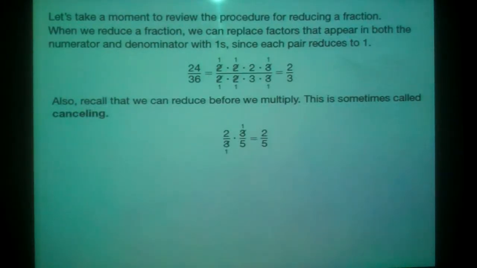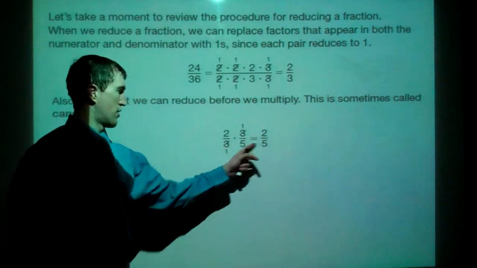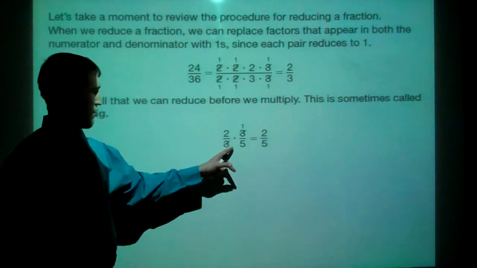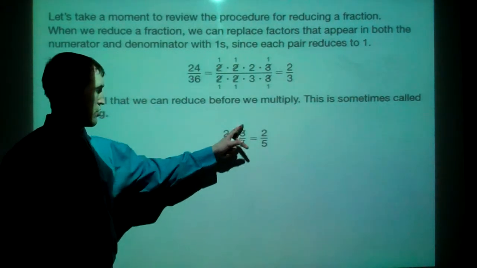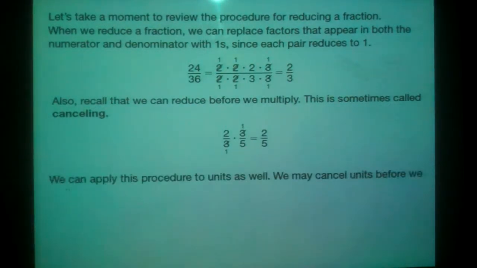We could also do something we call canceling when we multiply. So you see me do this all the time. 2/3 times 3/5. Instead of multiplying straight across right away, I see that 3 and 3 are just going to cancel out with each other anyway, so we're left with 2/5. Well, the thing is with this, we can apply this to units as well. We can cancel units before we multiply.